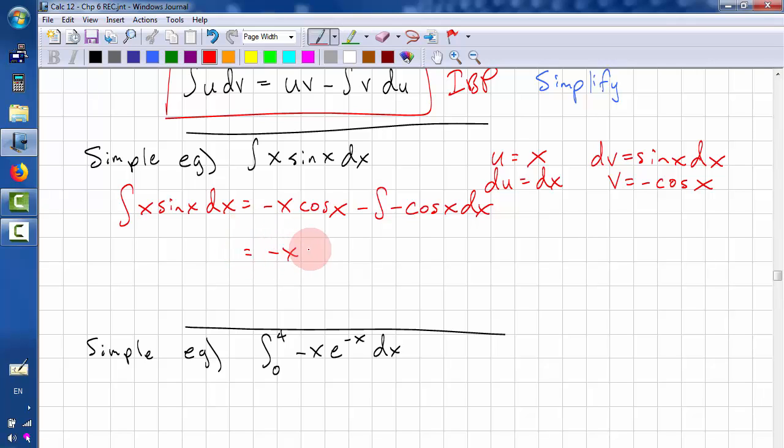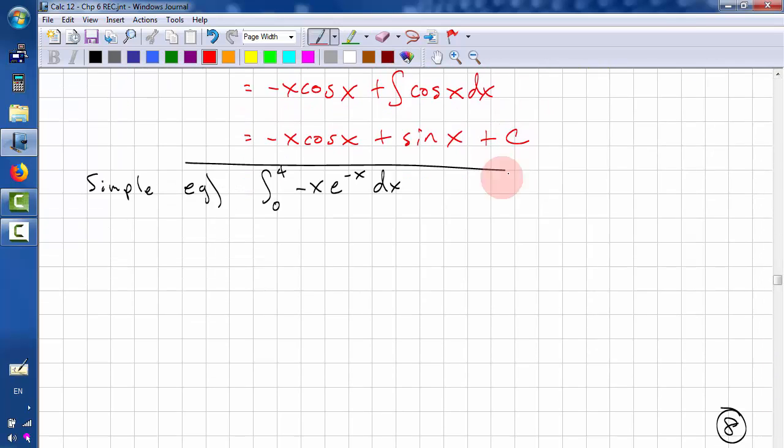So negative x cos x plus the integral of cos x dx. So it's better to simplify the negative signs before actually integrating. And then we have negative x cos x, and we have plus sine x. And please don't forget your plus c.